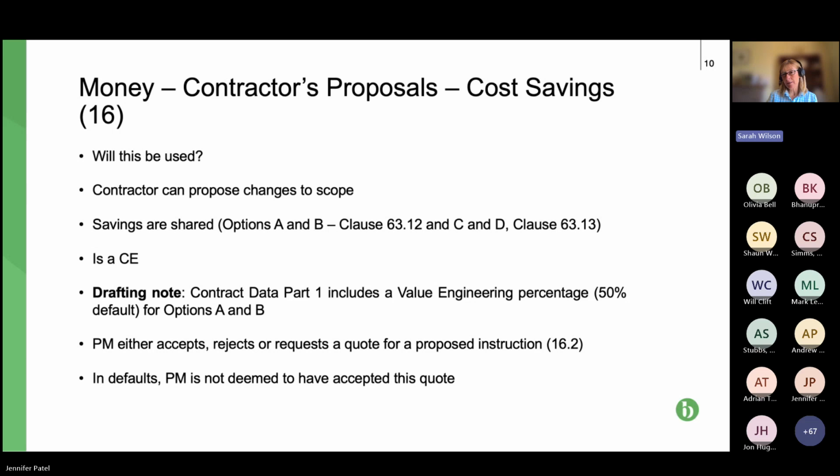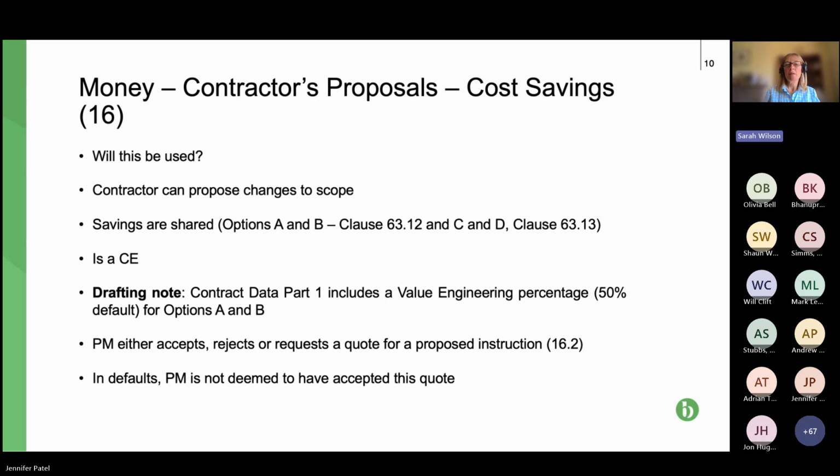And I mean, certainly in the last however many years since NEC4 has been ongoing, I've not seen it be used, albeit that, of course, for the first few years, nobody was really using NEC4. They were still using NEC3.